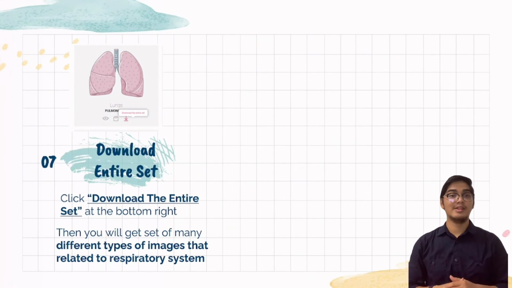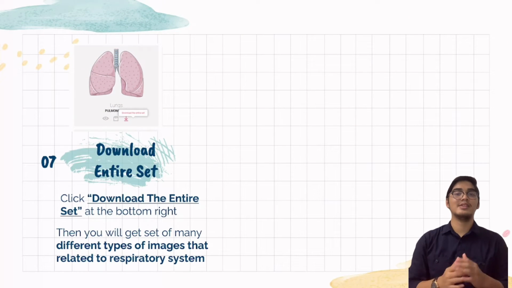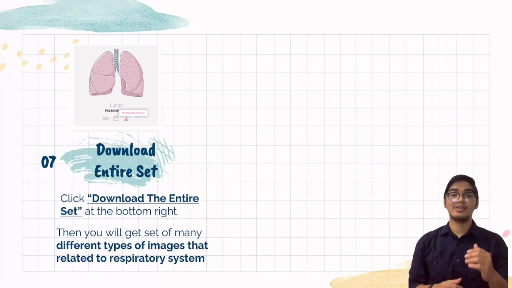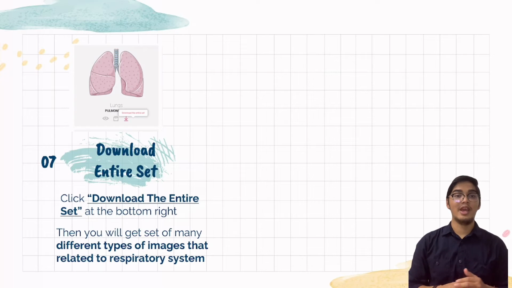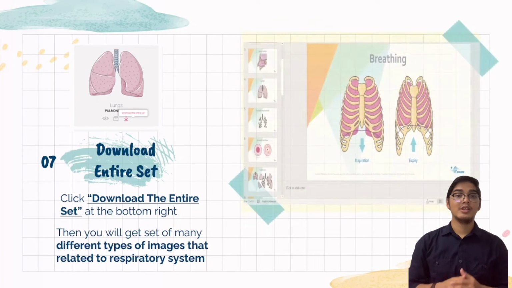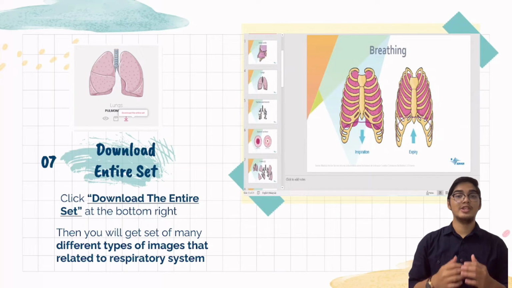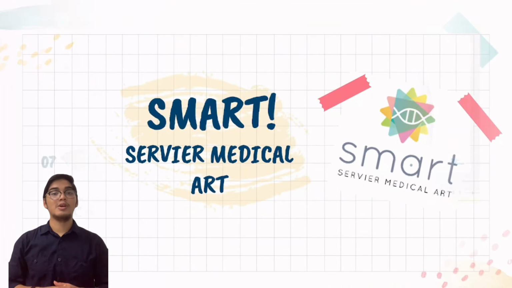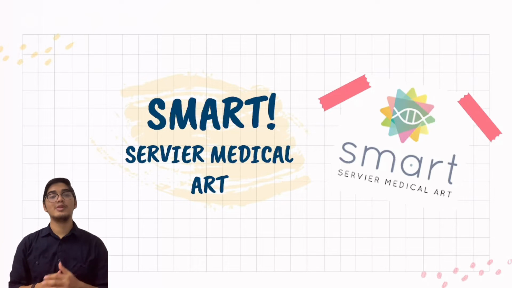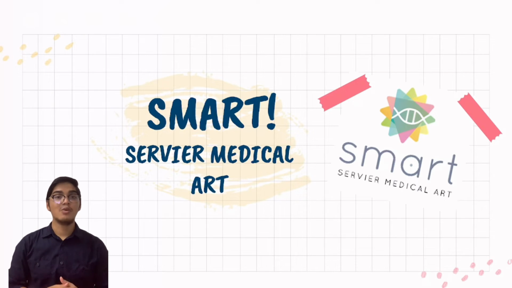For more complex illustrations, you can try various illustrations in SMART. Just click the download entire set button at the bottom right, and then you will get many sets of different types of images related to the respiratory system. These were a few examples of how you can use the images from the image bank of Servier Medical Art. Now, you can create medical illustrations according to your own imagination freely.